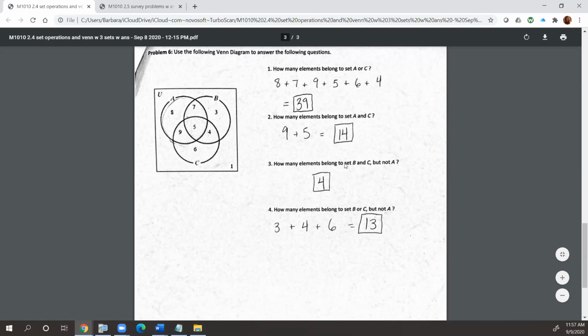And the next question is how many elements belong to set B or C, but not in A? Very similar to number 3, only we're changing the language to or, which means the union of B and C, but not in A. So we can visualize it. We don't want 7, 5, and 9 in there. So what's left in B and C are the numbers 3, 4, and 6. When we add them up, we have 13.